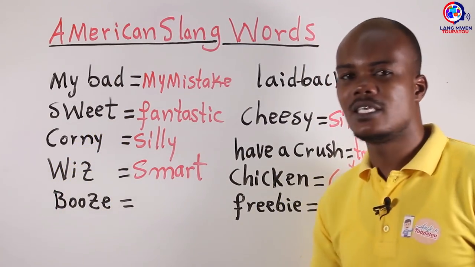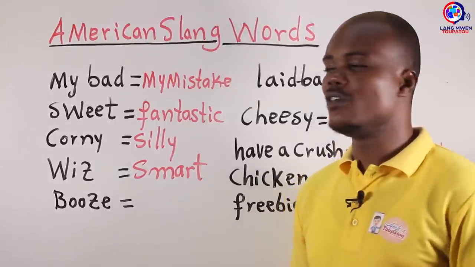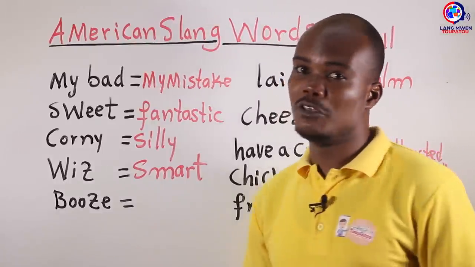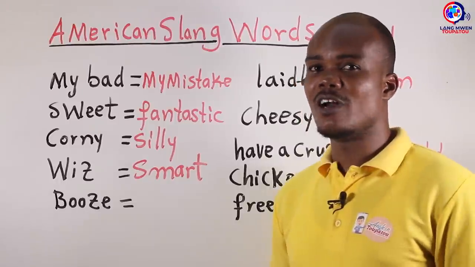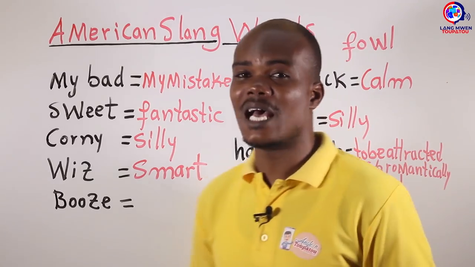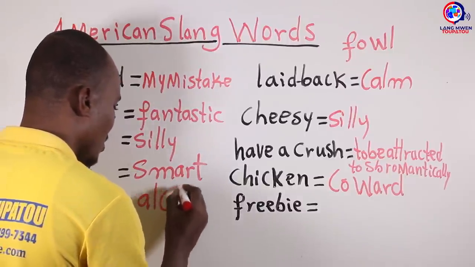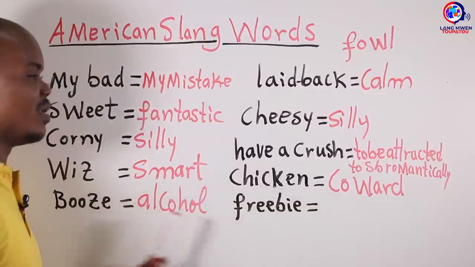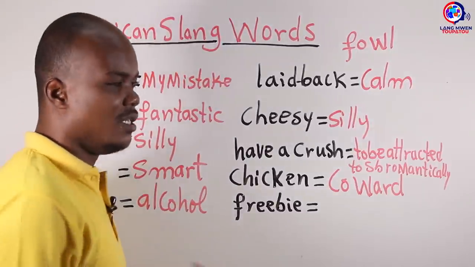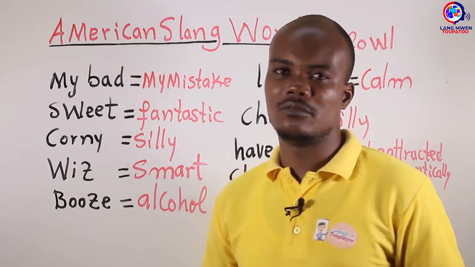And next is booze. When you say booze, you say alcohol. For example, your friend can call and say, hey, bro, we're going to have a party tonight. Will you join? And you say, will you have good booze? Yes, you'll have good booze. Booze means alcohol. When they say alcohol in slang, they say booze. Good booze means good alcohol, things to drink, like bottles.